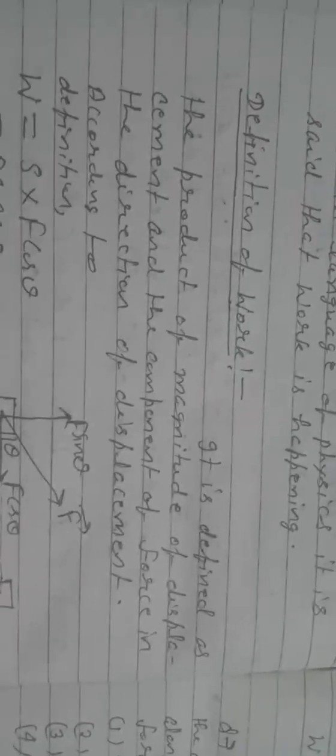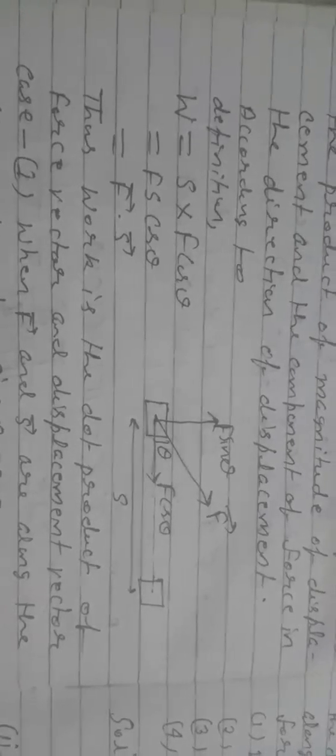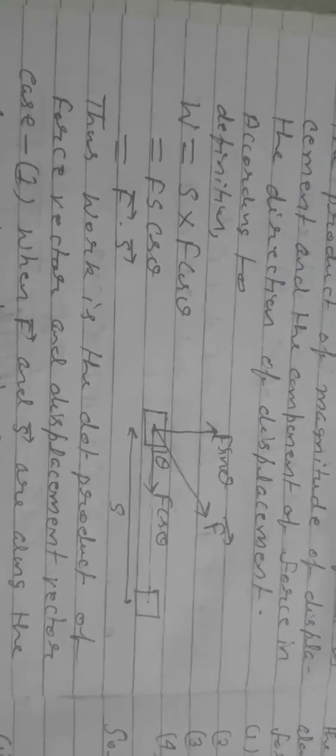It is defined as the product of the magnitude of displacement and the component of force in the direction of displacement. According to the definition, W equals S into F cos theta equals F S cos theta, or equals F dot S vector. Here the situation is shown: an F vector is acting at an angle theta and the body is displaced horizontally. So we have to take the component of force along the displacement, which is F cos theta. So from the definition, W equals S into F cos theta.